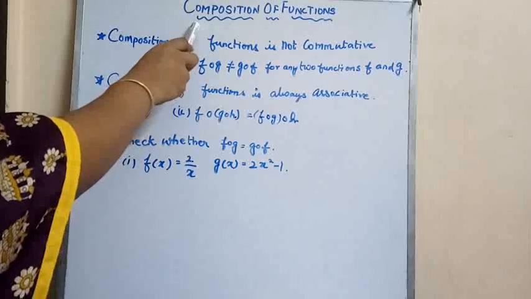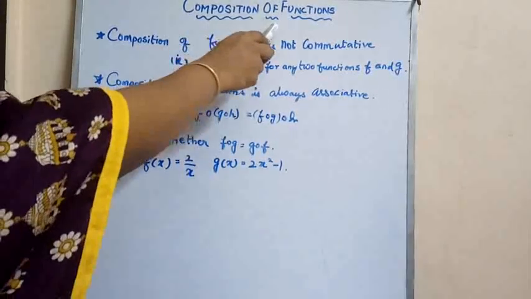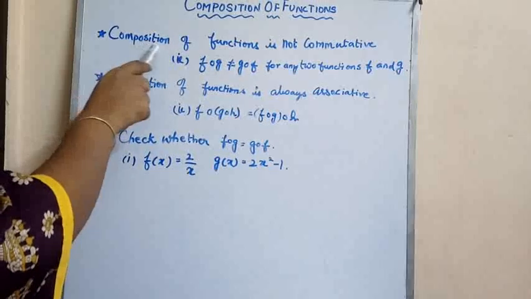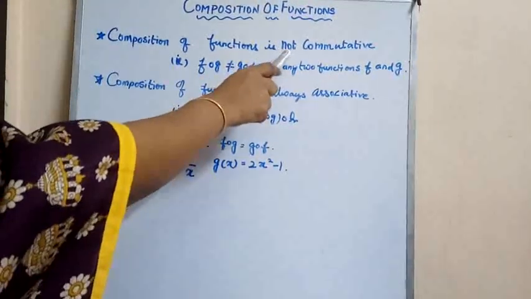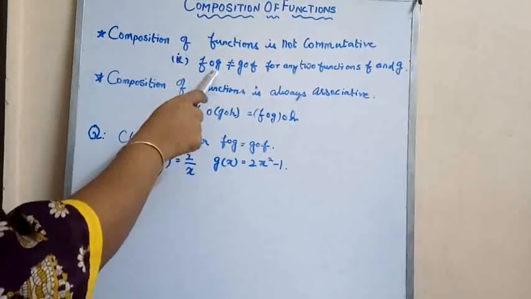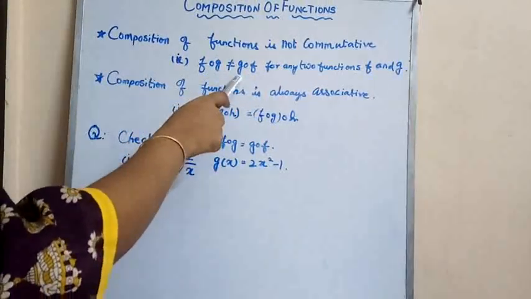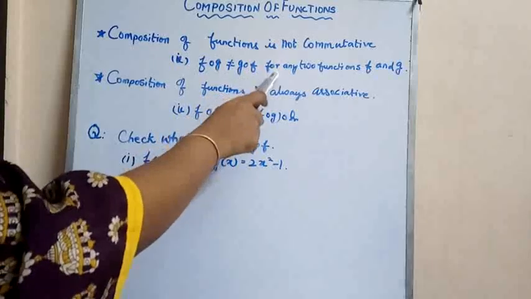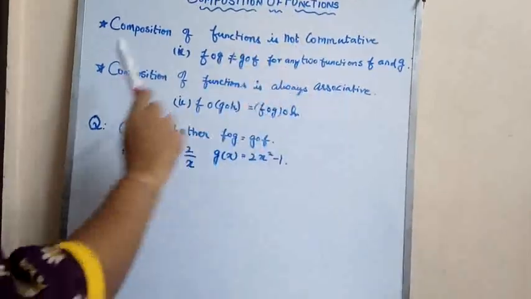In today's lesson, we are going to see about composition of functions. Composition of functions is not commutative. What do you mean by commutative? That is, f∘g is not equal to g∘f, for any two functions f and g.